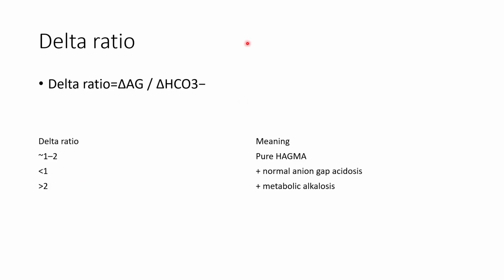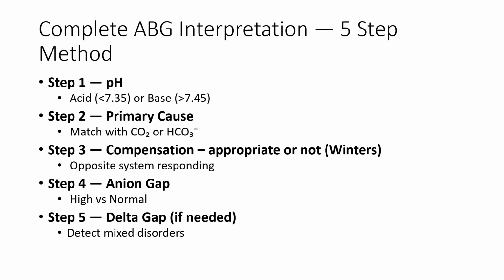Similarly, like we just discussed delta gap, we can check the delta ratio. That is the change in anion gap divided by the change in bicarb. If it comes between 1 and 2, it is pure high anion gap metabolic acidosis. If it is less than 1, that is, the change in bicarb is more than the change in anion gap, it indicates there is normal anion gap acidosis also. And if it is more than 2, that is, the change in anion gap is far more than the change in bicarbonate, that means there is also metabolic alkalosis.